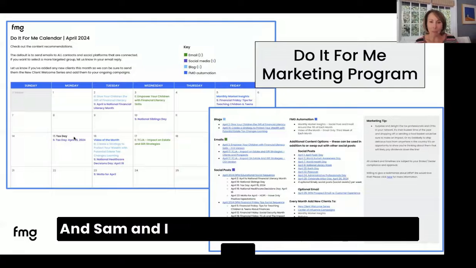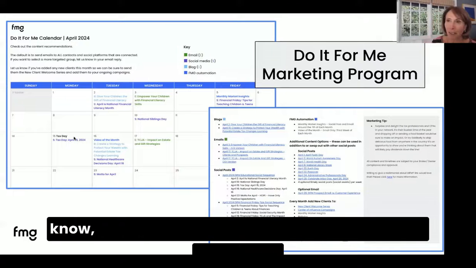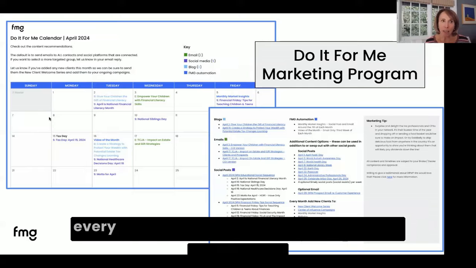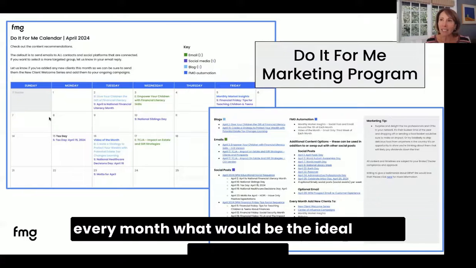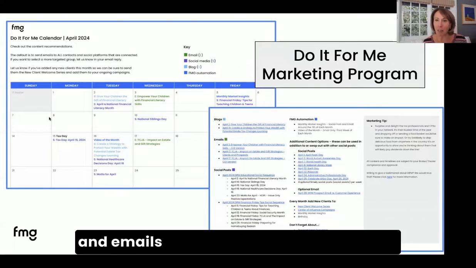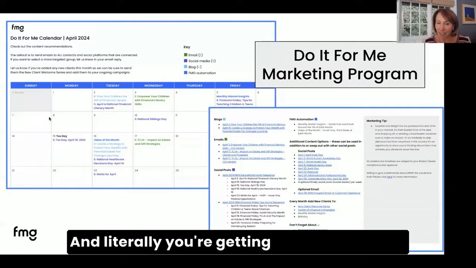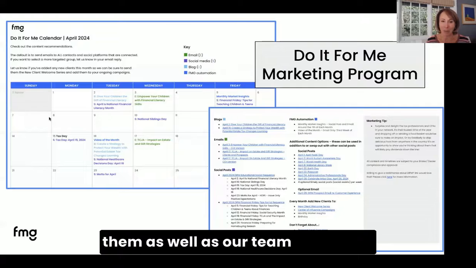And Sam and I brainstorm, with a wonderful team of content writers, every month what would be the ideal topics across blogs and emails and social posts. And then we write them, and literally you're getting Sam and I writing them, as well as our team helping us, and come up with the right images.